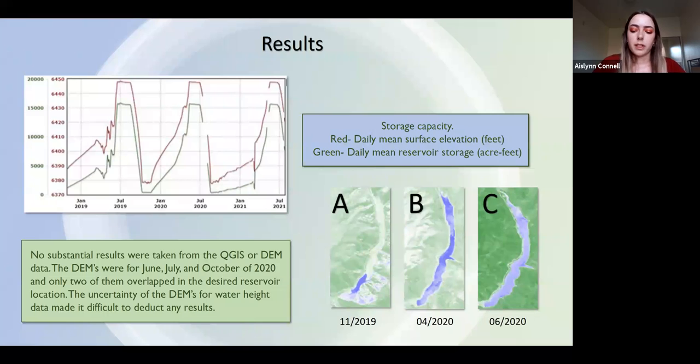I then used Google Earth Engine to view the NDWI imagery for November of 2019 and April and June of 2020. And I compared these water levels with a USGS storage capacity graph. And we can see that in November, the storage capacity is the lowest. And this shows in both the graph and the imagery. And lastly, we didn't find any significant results from the DEMs because of their uncertainty for water height data. The DEMs alone are not very reliable for water measurements, but they can be used with other resources.